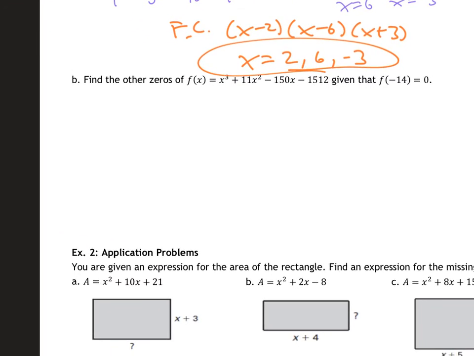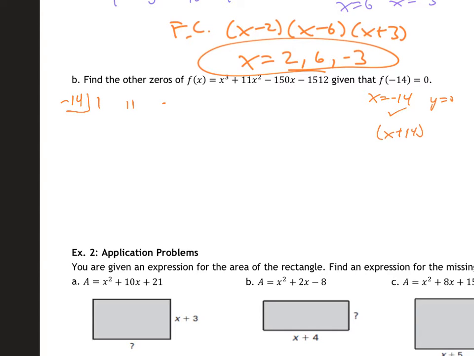All right, find the other zeros. So given the equation, given that f of negative 14 is 0. So remember what that means is that when x is negative 14, my y is equal to 0. So when I plug in negative 14, that's a solution. My answer is 0, so that works. So that's saying x plus 14 was the factor. Cool. The easier way is it's negative 14, so you can go ahead and combine it. So put it in there.